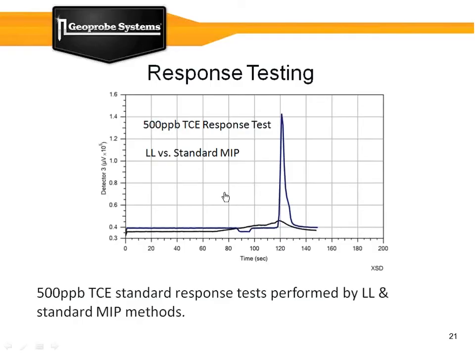But let's take a look at how those two compare. So once again, as Tom has shown earlier, we have the standard MIP response test down here, 10,000 microvolts approximately in the response, and the low-level response test there, approximately 100,000 microvolts, about a 10-time improvement in that signal.